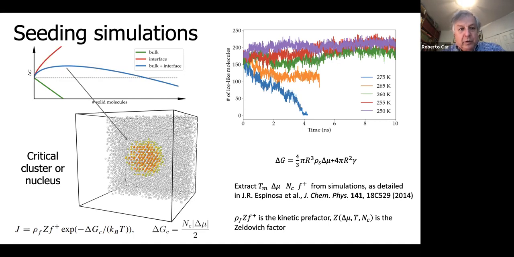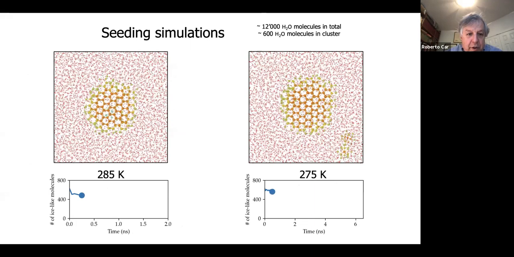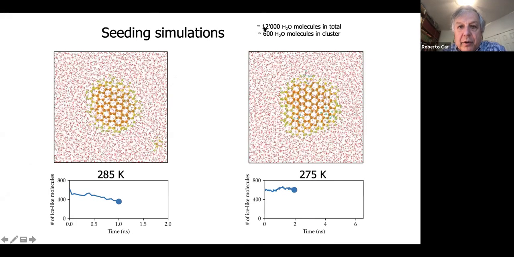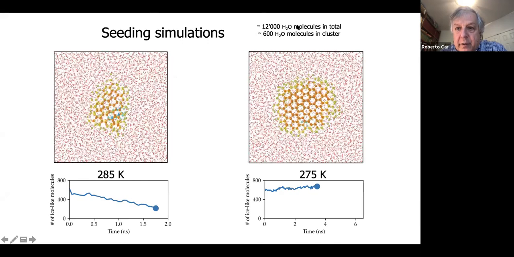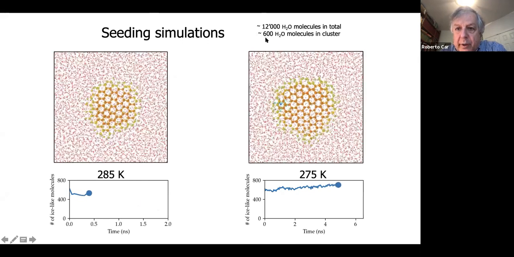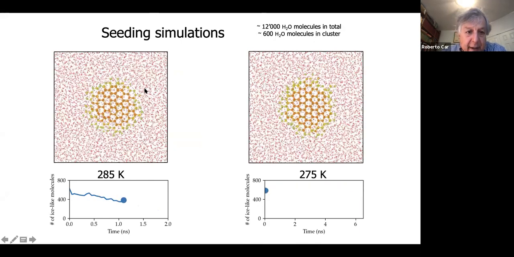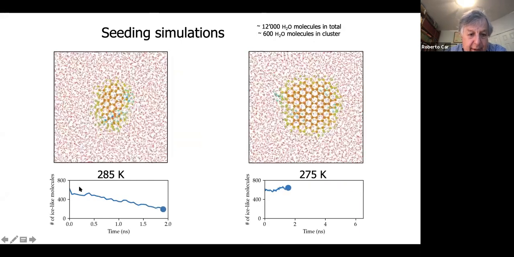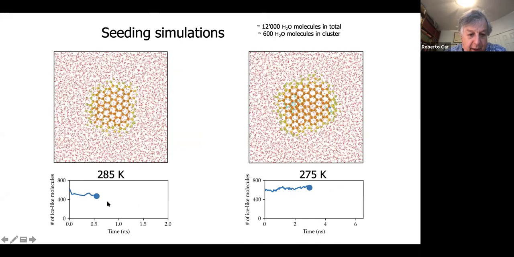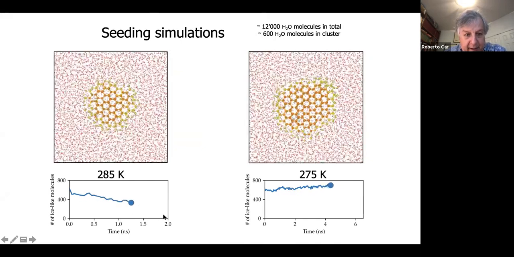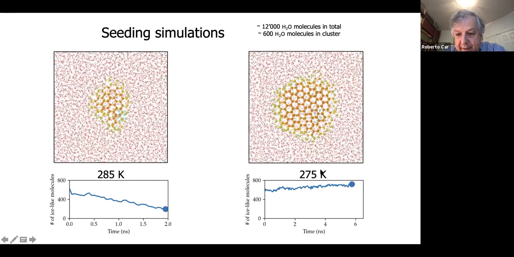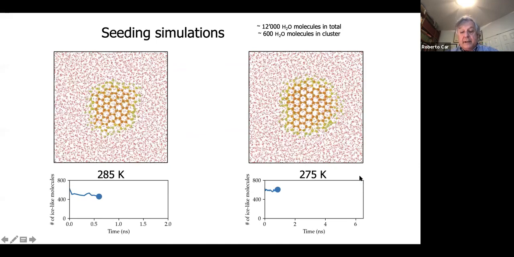So similar to what one does in rate theory for defects, for instance, in solids. And now here are just two simulations. This simulation includes 12,000 liquid water molecules in total and 600 molecules in the cluster. And one can see that at this temperature, the cluster reduces its size, whereas at this temperature, the cluster increases its size.